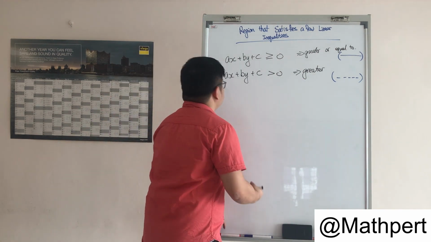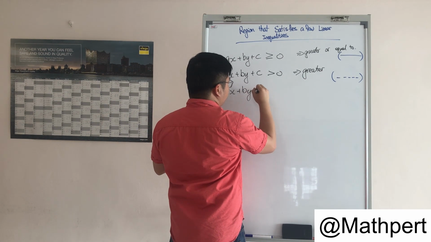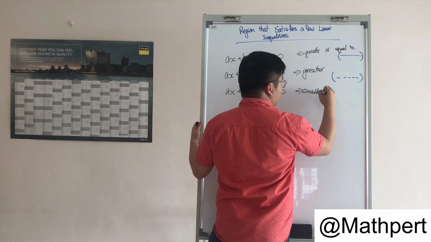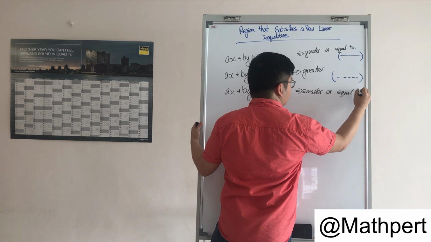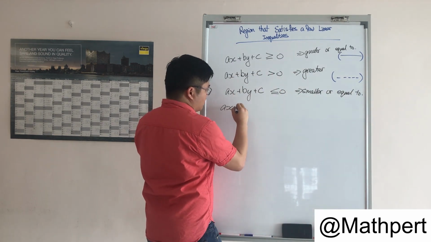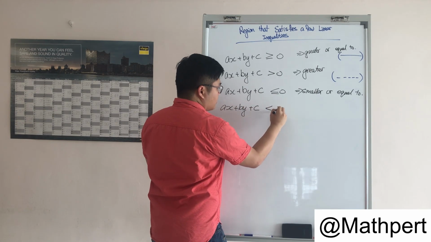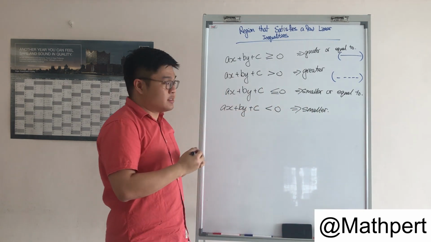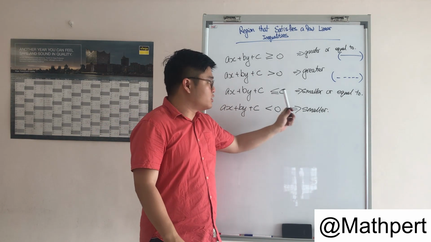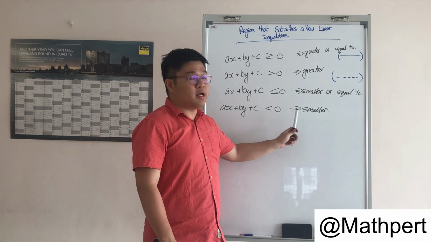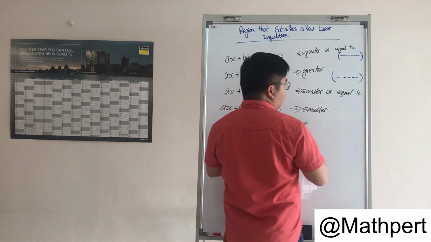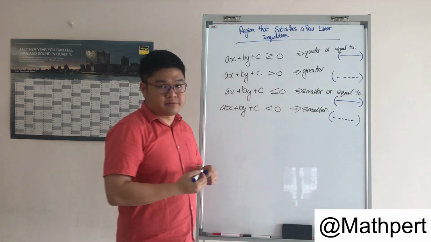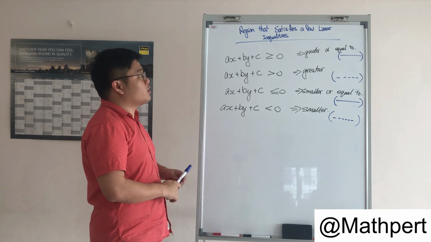Then how about this one? Ax plus by plus c smaller than or equal to 0, and ax plus by plus c smaller than 0. The line in the graph for smaller than or equal to is a straight solid line, and for smaller than it is a dotted line. Okay, there are a few things we need to take note of in inequalities.